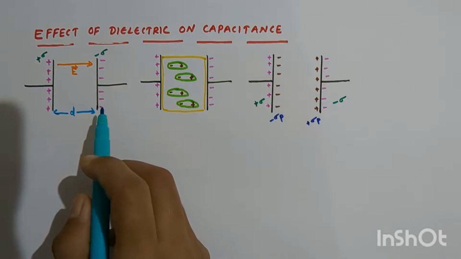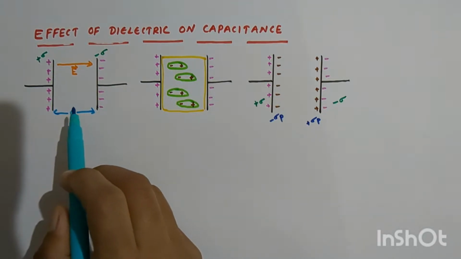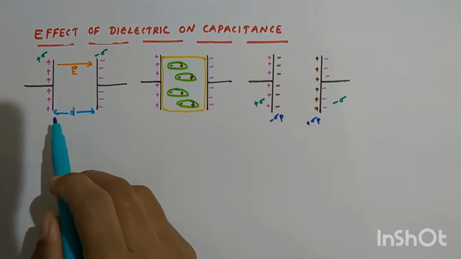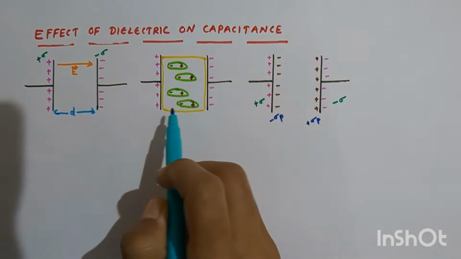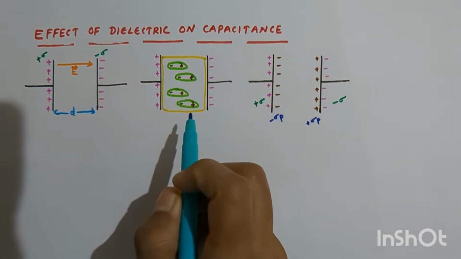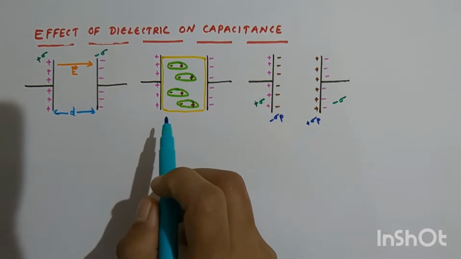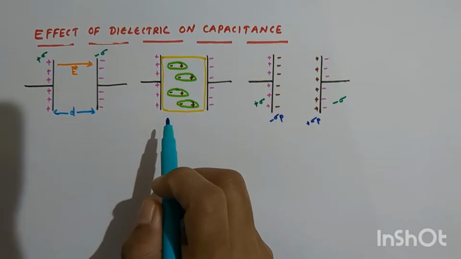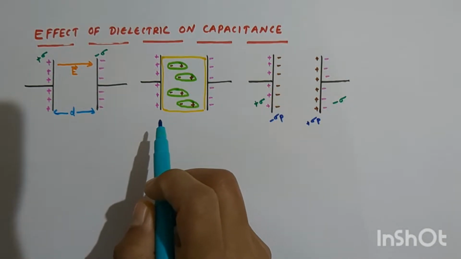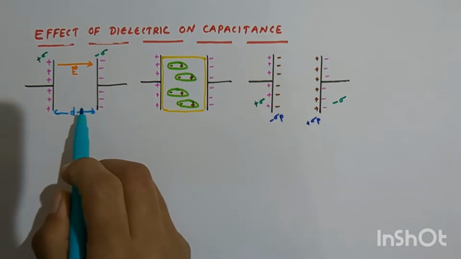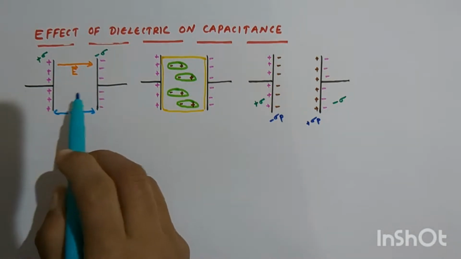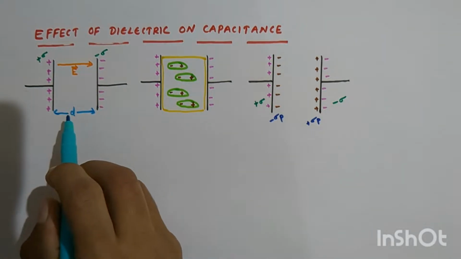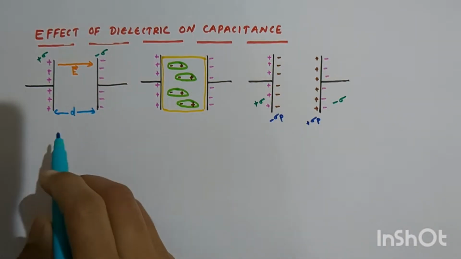Let us see how the capacitance of a parallel plate capacitor is modified when a dielectric is present in between the two plates of the capacitor. Dielectrics are actually bad conductors of electricity, but they can hold electrostatic charges. Suppose there is vacuum. Initially, there is no dielectric kept in between the two plates of the capacitor.